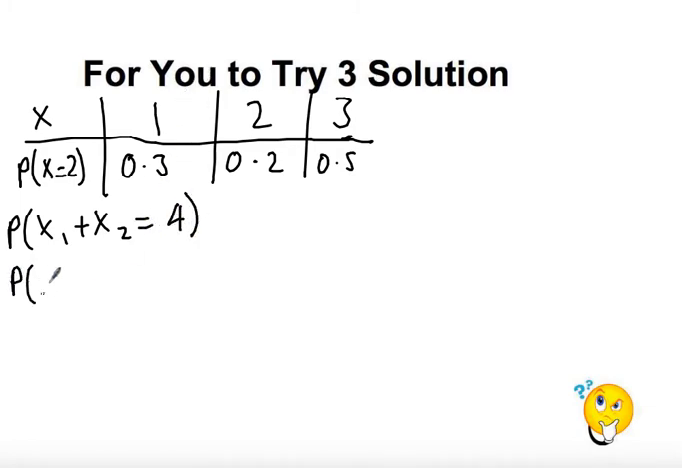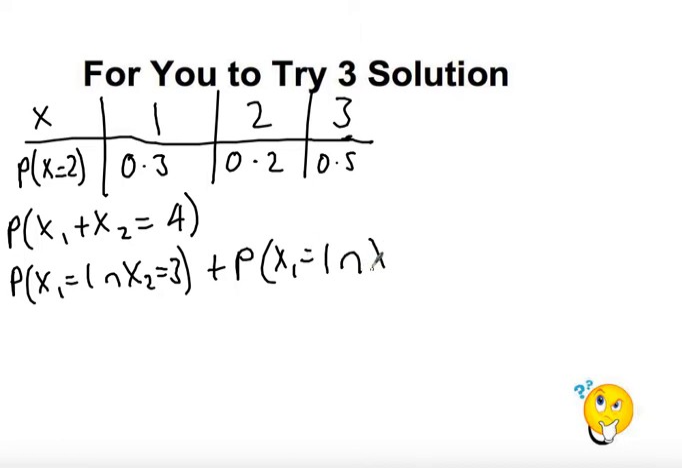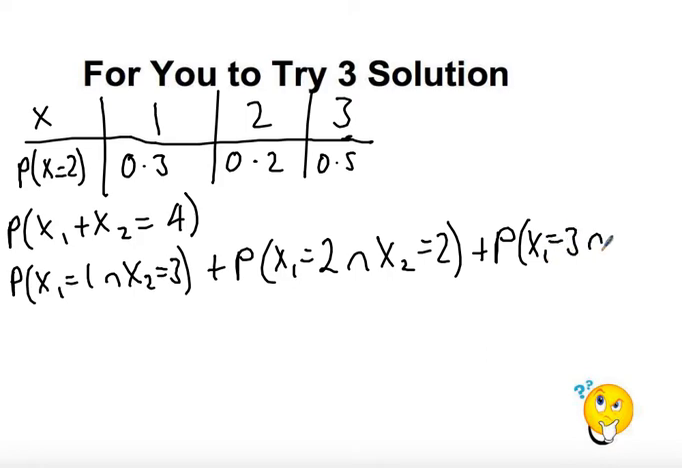Well, I can have probability x1 equals 1 and x2 equals 3, plus the mutually exclusive event... sorry, it shouldn't be x2, it should be x1, the first observation first, obviously. x1 equals 1 and... lack of concentration there. Let's think about this again. So we want to have x1 equal to 2 intersect x2 equal to 2. And then finally, probability that x1 could be equal to 3 intersect x2 equal to 1.